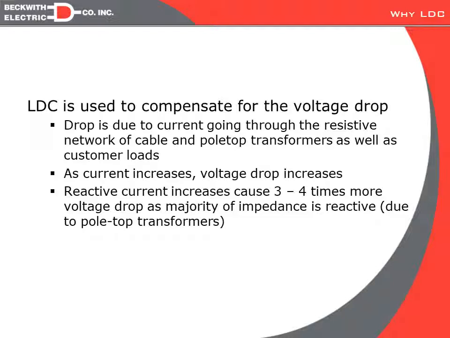We also want to keep in mind that reactive current is going to cause 3 to 4 times more voltage drop than real current because the reactive impedance is greater than the real impedance.